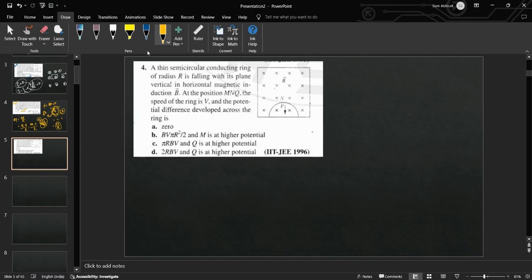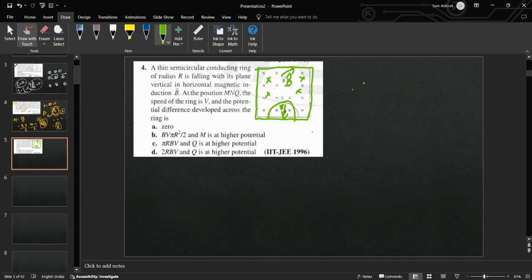A thin semicircular conducting ring of radius r is falling with its plane vertical in a horizontal magnetic induction B. Please let me know if you can see it properly or not, otherwise I will change the resolution in the next video. The magnetic field is into the plane, and this is a semicircular conducting ring of radius r falling with its plane vertical in horizontal magnetic induction B.